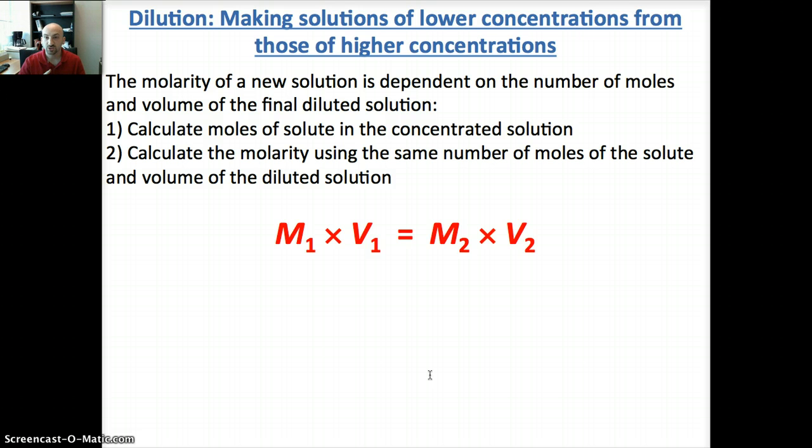When you're calculating dilutions and you want to know what's the new molarity, and you're given the original volume, the volume after, and the original molarity, you can pretty much use this M1V1 equals M2V2 in most dilution problems. But this only applies to dilutions. So you can remember M1V1 equals M2V2 when you encounter certain dilution problems.